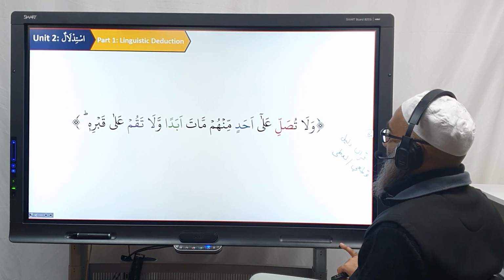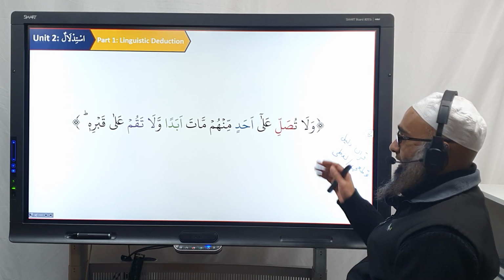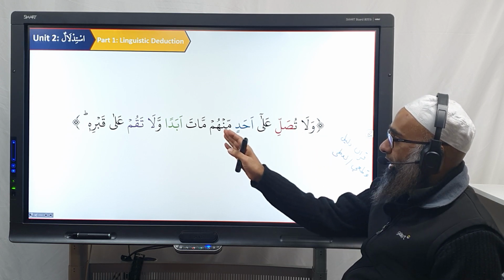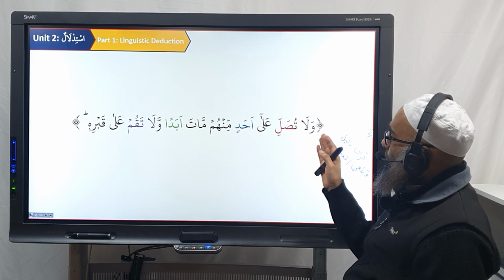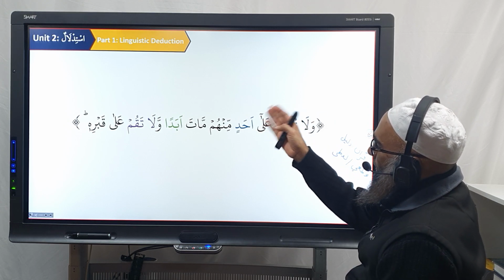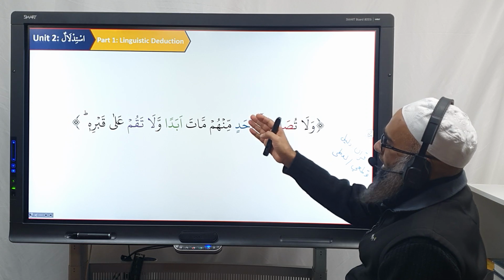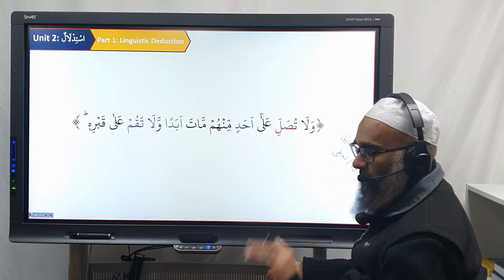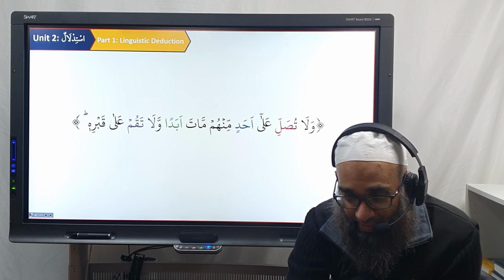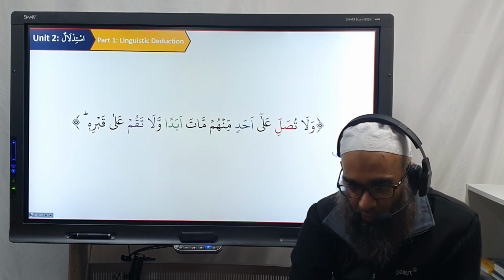And the first word, wala tusalli. Okay, let's translate it first. Wala tusalli ala ahadim minhum mata abadan: and do not do salah on one from them who has died ever. Do not stand on his grave. I'm just doing a very weak translation, so we don't have any biases towards what it means. We're just trying to say, well, how do we analyze this? Yes? Okay?